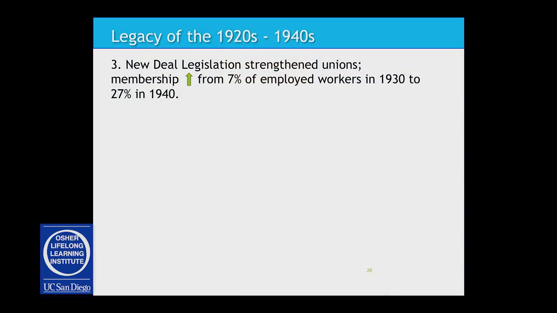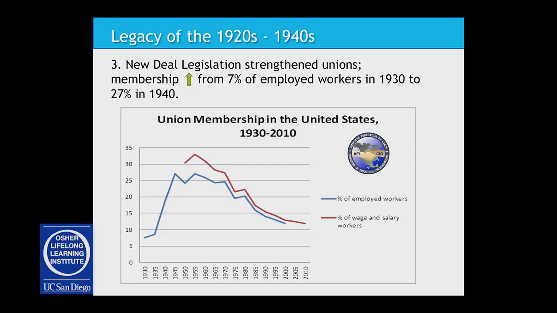A third is the New Deal legislation, which strengthened unions. So union membership went from 7% of employed workers in 1930 to 27% in 1940, and there's that same graph that I showed you. It had a big increase, stayed high for a while before it started going down.